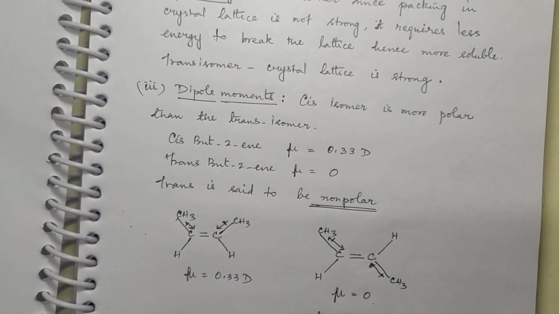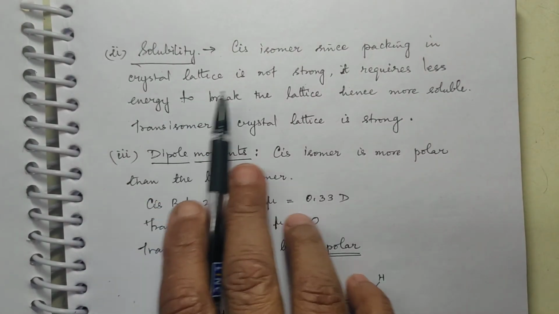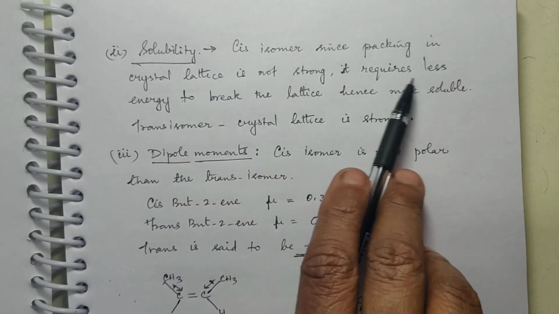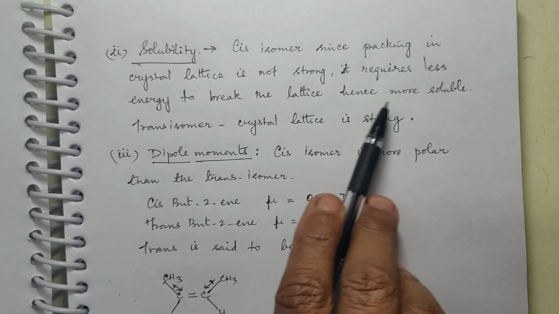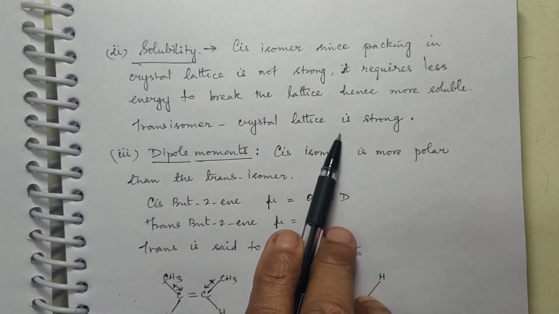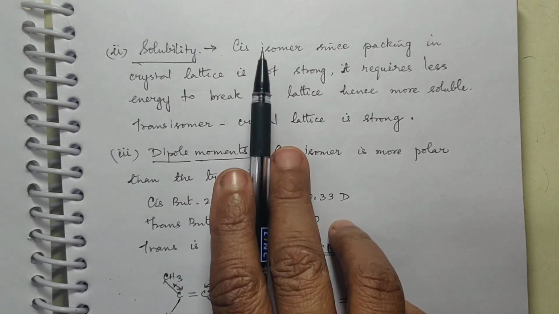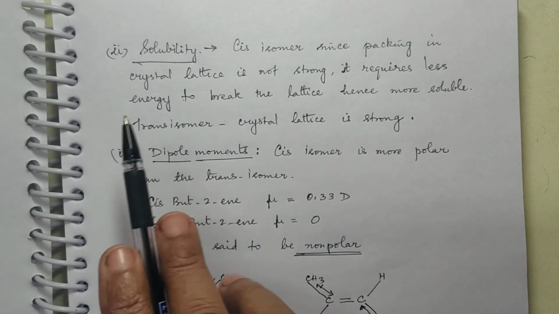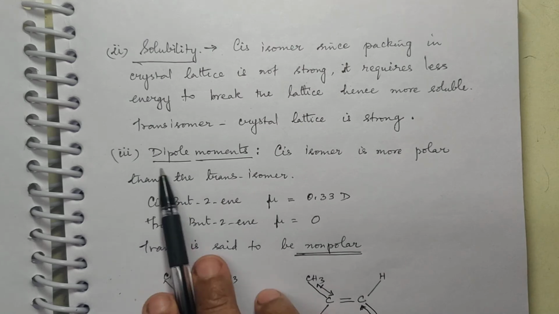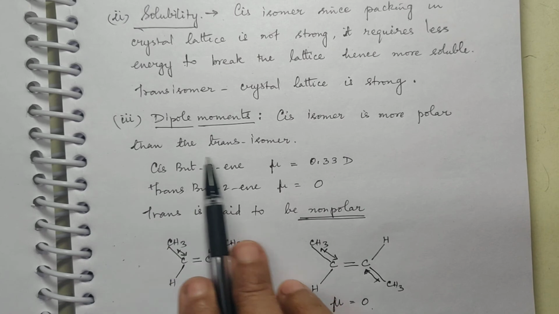Now, how do you discuss solubility? Cis isomer, since packing in the crystal lattice is not strong, requires less energy to break the lattice, so it is more soluble. And trans isomer, just now we saw crystal lattice is stronger, so it will not be easily soluble. So cis isomer is more soluble than trans. In the case of melting point, trans isomer has a higher melting point than cis. Now when you come to dipole moment, cis isomer is more polar than the trans isomer.